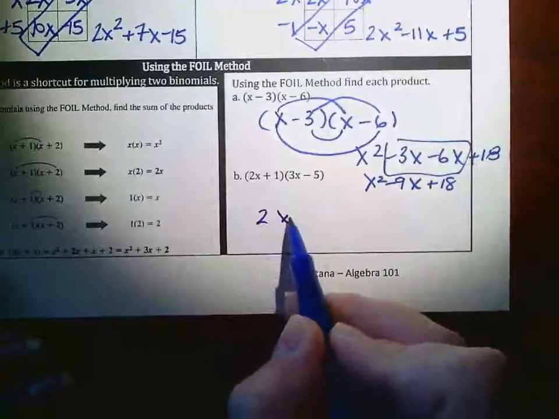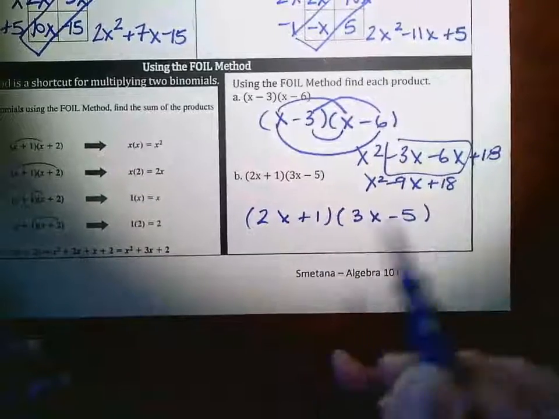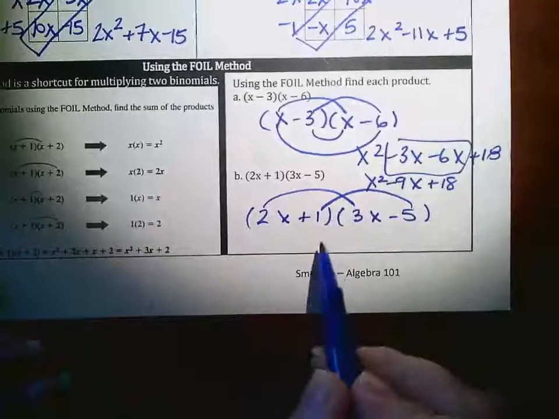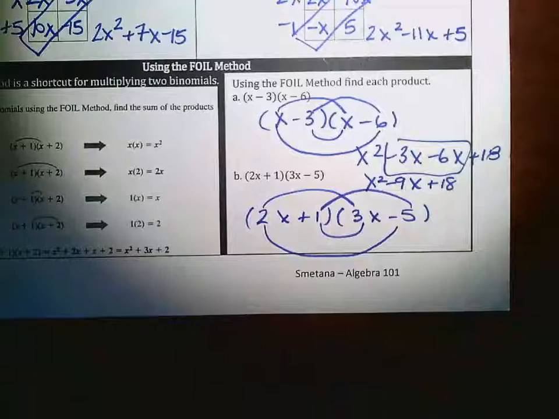So 2x plus 1, 3x minus 5. Again, make yourself a little face, cross them over in the center, pop them in the little smile, put in your chin, and you're good to go.